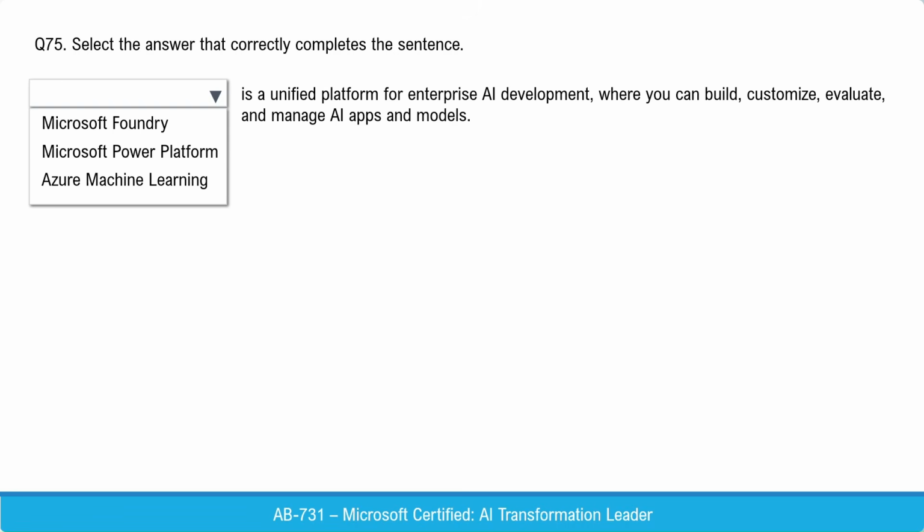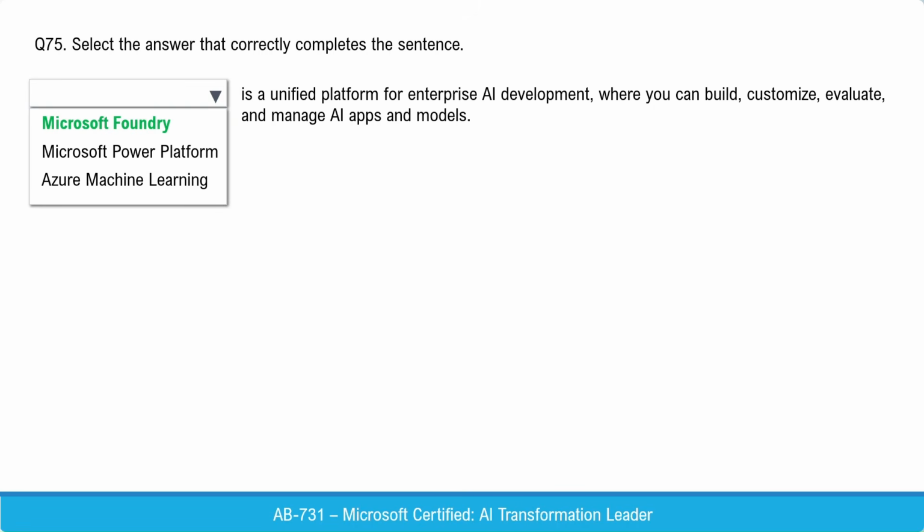Next question. Select the answer that correctly completes the sentence. Dash is a unified platform for enterprise AI development where you can build, customize, evaluate, and manage AI apps and models. You have been given three options in a drop-down box, and the correct answer is Microsoft Foundry.